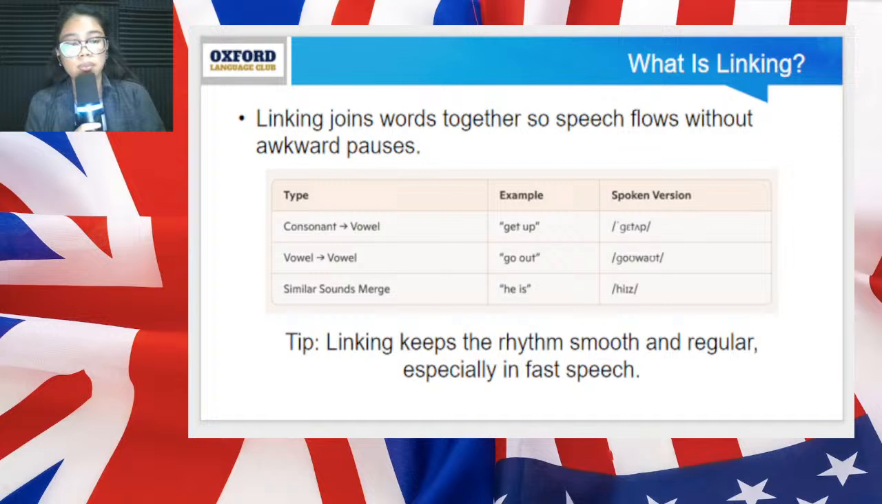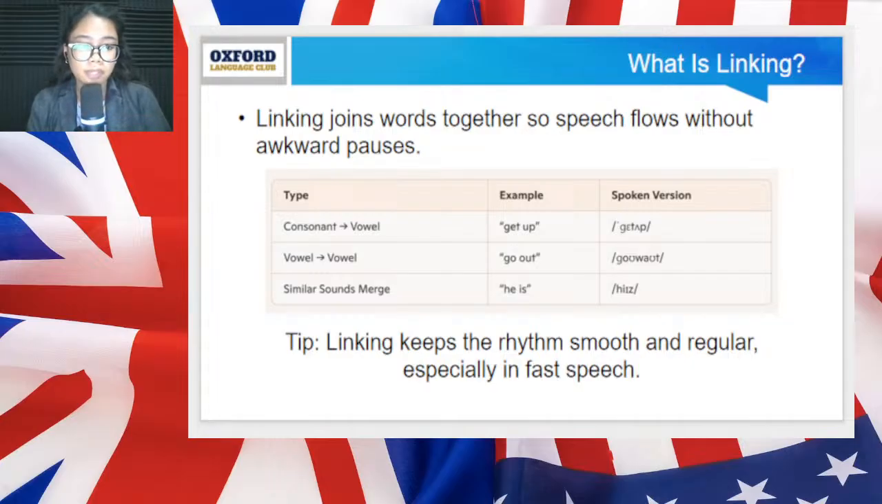It happens when a word ends with a consonant sound and the very next word begins with a vowel sound. The sound from the end of the first word literally jumps over and attaches itself to the beginning of the next word. Let's revisit our example here. Get up. Again, get up. The T sound at the end of get, right? T is the last sound in get, the first word. That T sound does not just stop. It flows directly into the first sound of the word up. So instead of saying get up with a slight break, it becomes get up, almost as if tup is one new syllable.